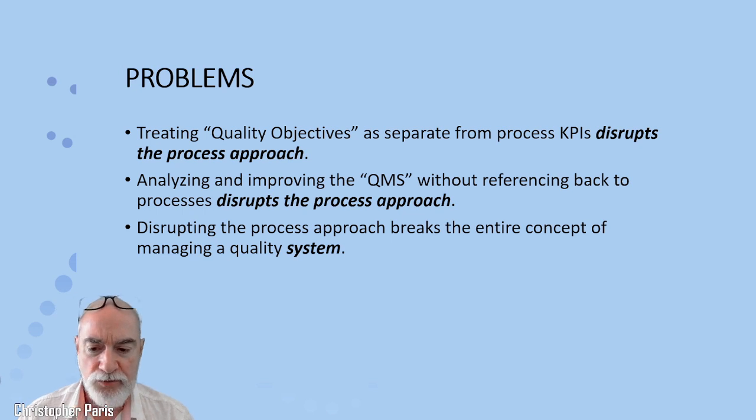And then finally, disrupting the process approach. We've determined that we've disrupted the process approach by treating quality objectives as separate from KPIs, and then by analyzing and improving the QMS in some vague, whole manner without going back to the processes. Disrupting the process approach breaks the entire concept of managing a quality management system. You can't have a system without processes. We've determined that ever since 2000.